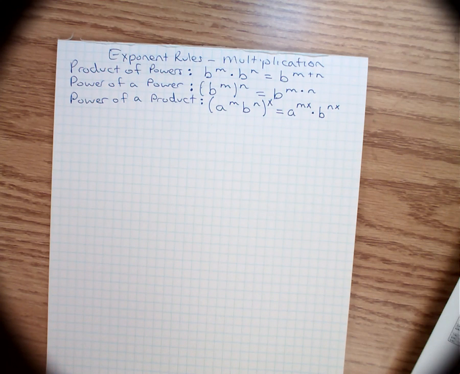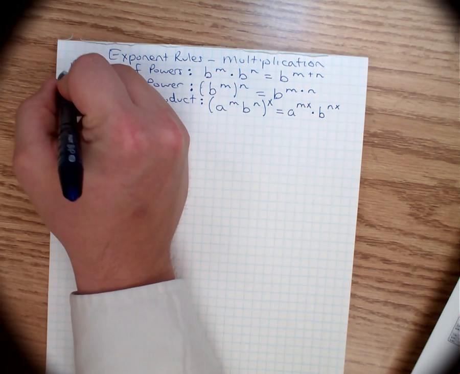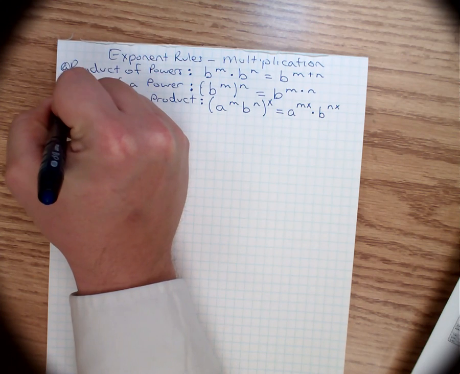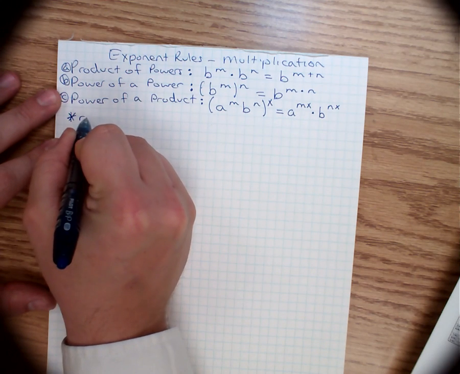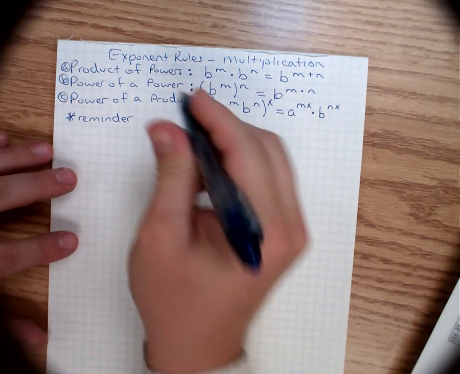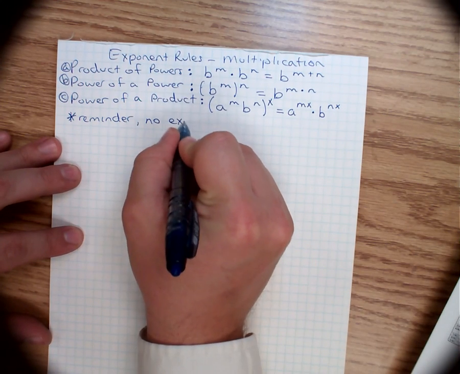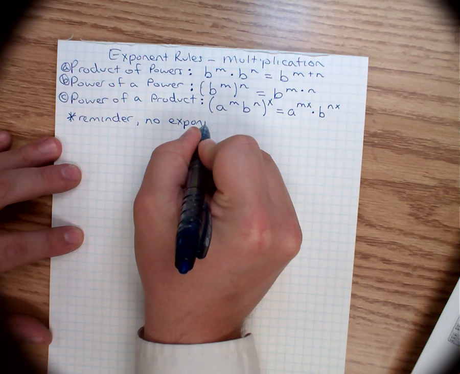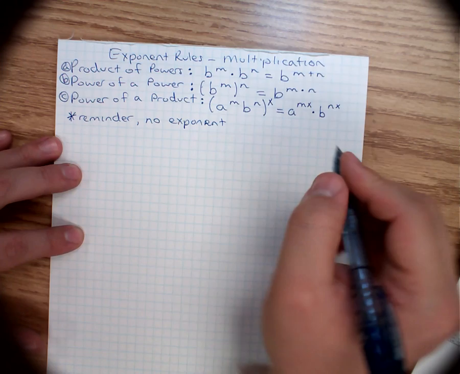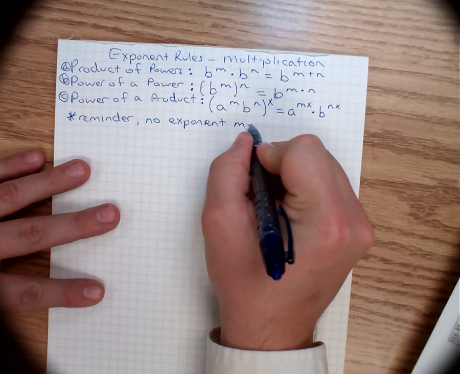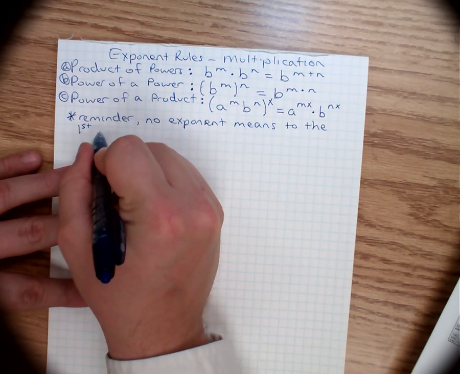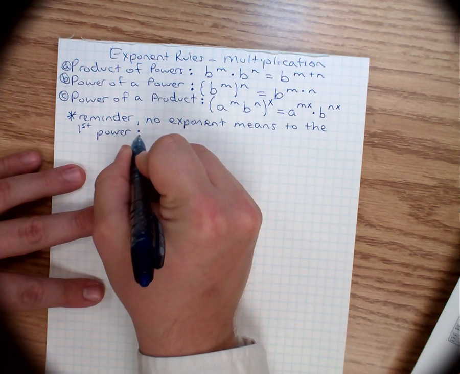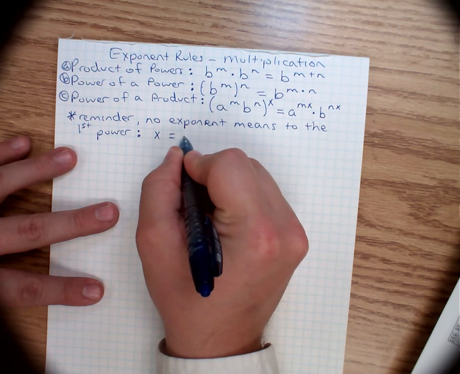Okay. So we have three rules right here. A couple reminders. No exponent. Exponent. Did I spell it right? Yeah, I did. No exponent means what power? 1. To the first power. So in other words, if I have x, that means x to the first power.